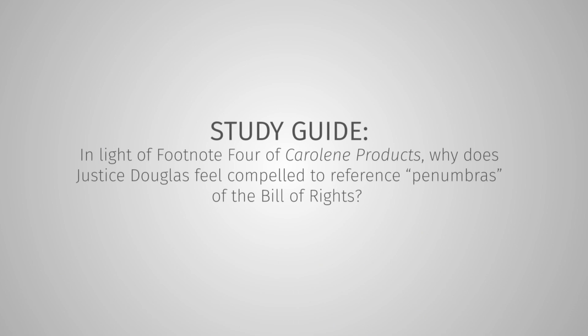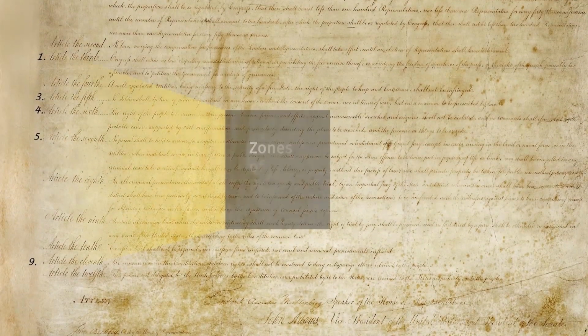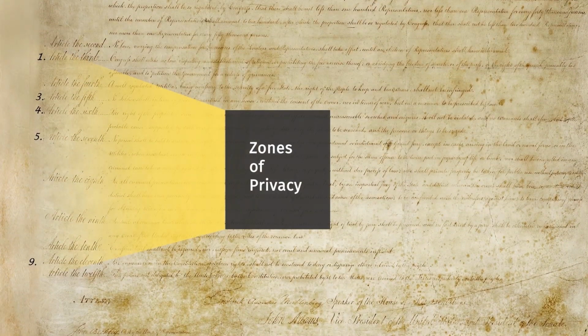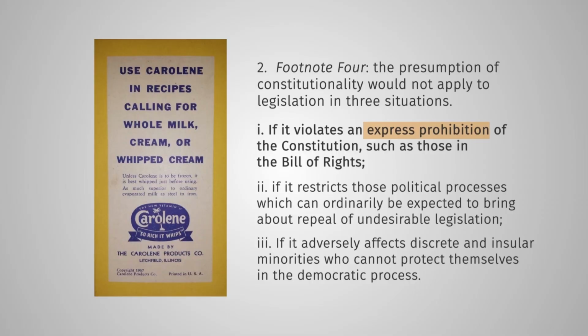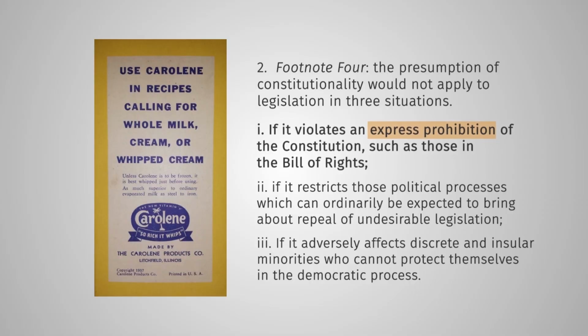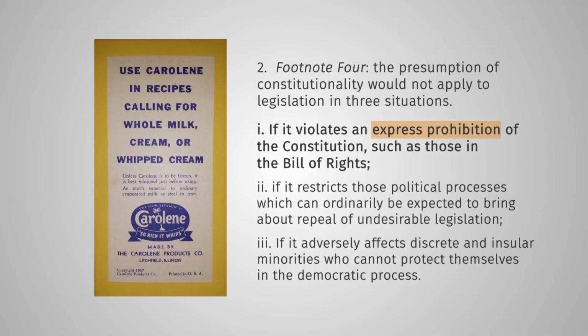Study guide. In light of footnote 4 of Carolene Products, why do you think Justice Douglas felt compelled to reference penumbras of the Bill of Rights? Perhaps he thought that linking the right of privacy to these express prohibitions of the Bill of Rights would keep his decision within the structure of footnote 4.